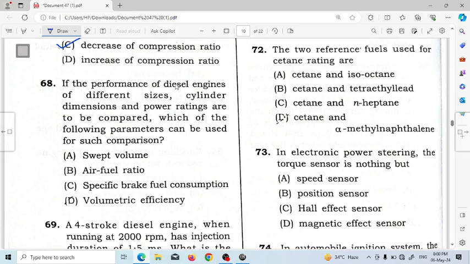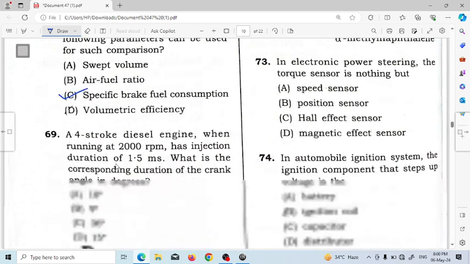Next, if the performance of diesel engines of different size, cylinder dimension and power rating are to be compared, which of the following parameters can be used for such comparison? Specific brake fuel consumption is the parameter which is compared across different size, cylinder dimension and power rating. So option C is the correct answer.